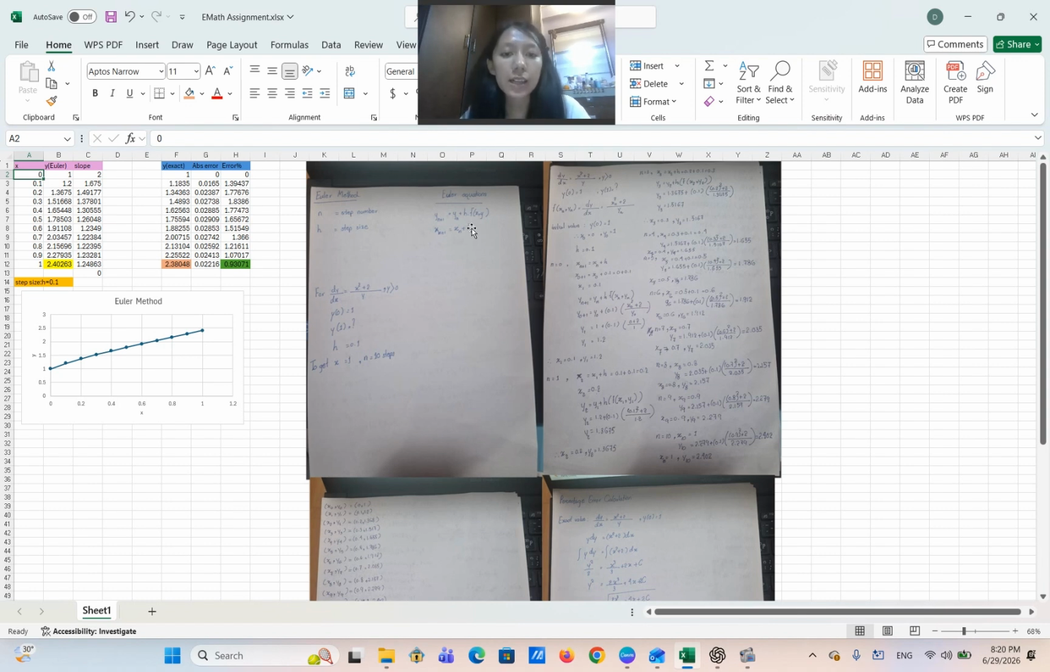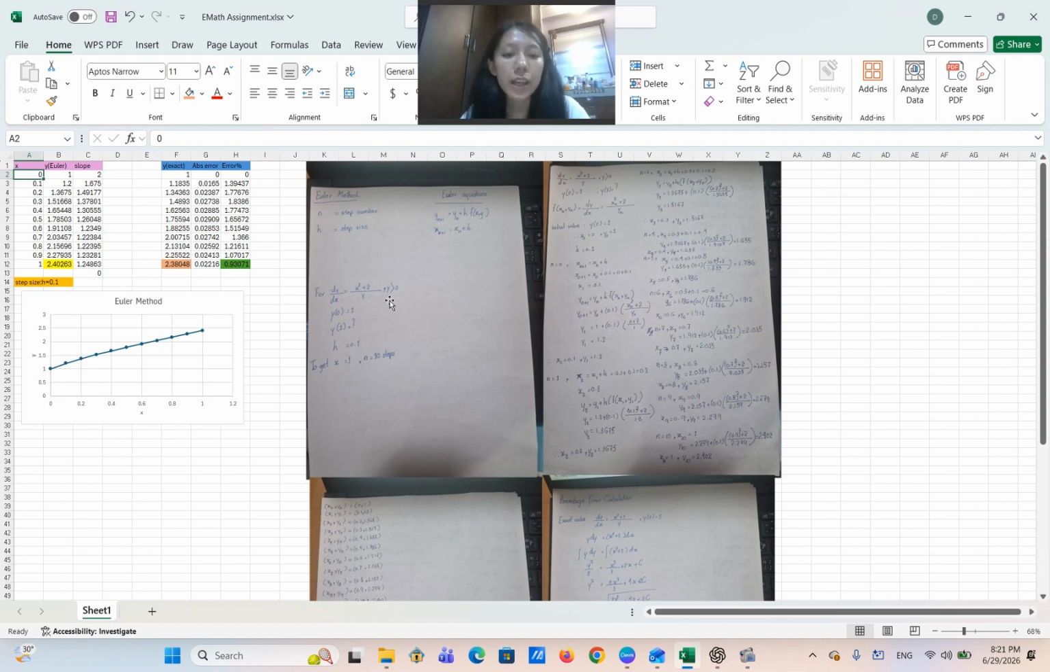These are the Euler equations. To get the next value of y, we have to find the slope first, then multiply it with the step size and add it to the current value of y. To get the next value of x, we add the step size to the current value of x.